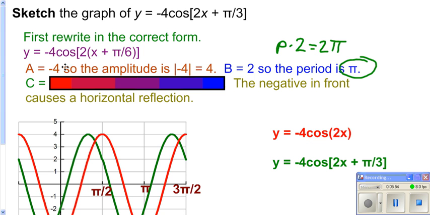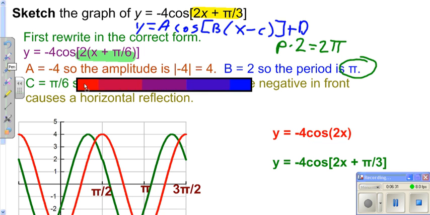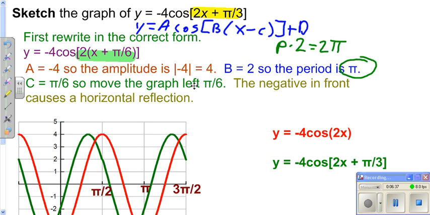Now, to be able to figure out what C is, you need to have it in the proper form. The proper form means you need to have y is equal to an A cosine of B times (x minus c) plus a d. We got to have this extra set of parentheses in here. So I need to look at this and I need to factor out a 2. When I factor that 2 out, I end up getting this. So therefore, my c value is pi over 6, and since it's plus, I know I'm going to have a phase shift of pi over 6 to the left.